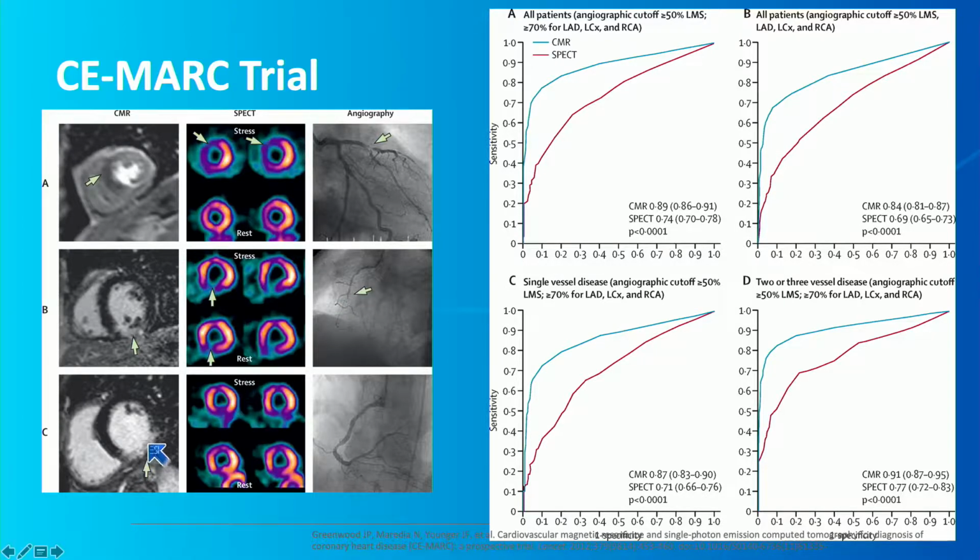And then just another example here where we've got subendocardial delayed enhancement, but not transmural as in the case above. And we've got a corresponding perfusion abnormality here, and then our RCA injection.